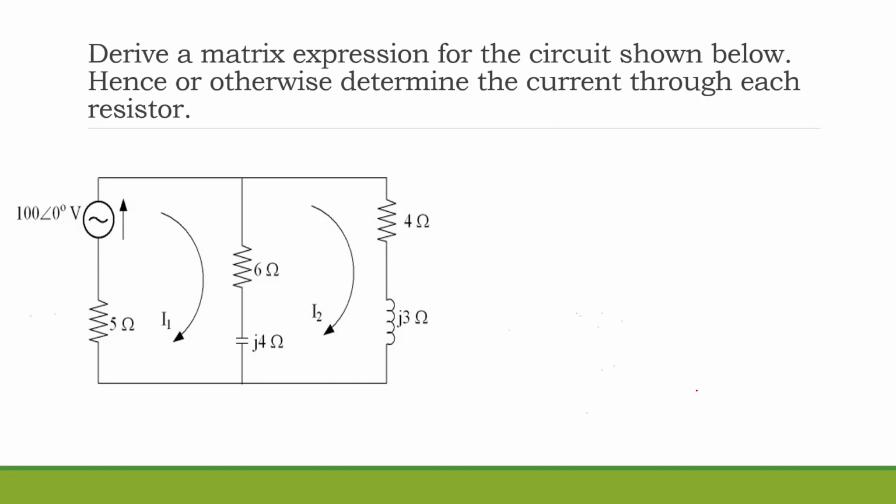What will be A12? A12 is the elements that are shared between mesh 1 and 2, which is the 6 minus J4. Okay, so what would that be? Negative 6 minus J4. So that will be minus 6 plus J4. It's a capacitance there, sir. Yeah, I know, but it's the negative of it. Oh, so yes, minus 6 plus J4.